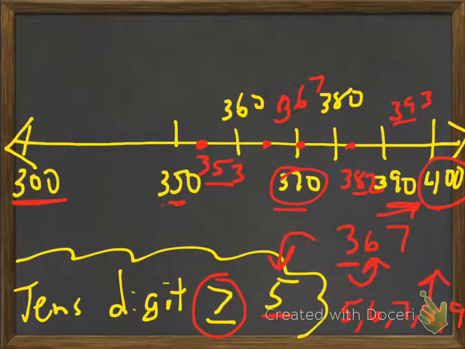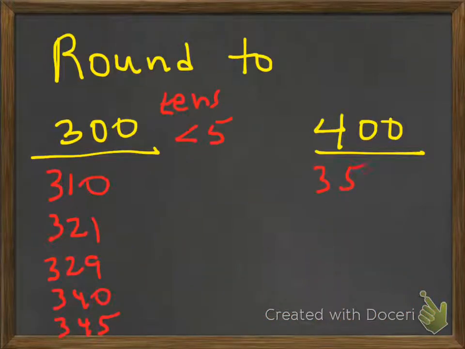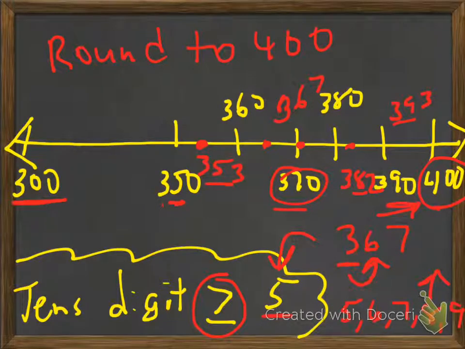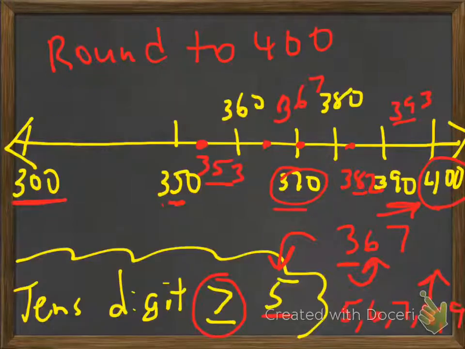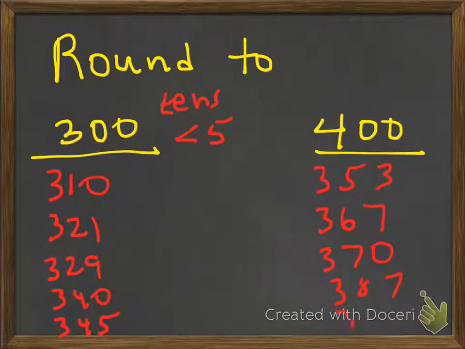And if we go back and look at the round to 400, we round up. We have 353 and 367. And we also have 370, 382, and 393. And again, the rule is the tens digit is greater than or equal to 5. And they all qualify.